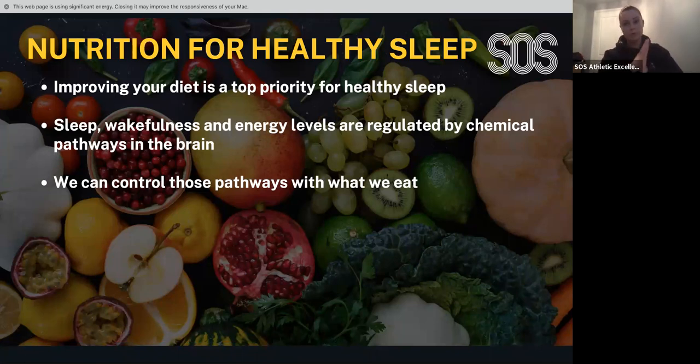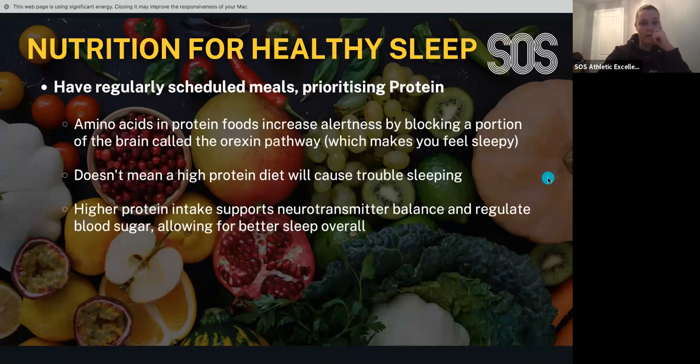So moving on to more of the nutrition side of things now. It's not just our behaviors, improving our nutrition can be a bit of a priority to make sure we're getting good quality sleep, because our sleep, our wakefulness, our energy levels, they're all regulated by chemical pathways in the brain. And we can have a little bit more control over those pathways based on what we eat. So we're going to look a little bit more into that now.